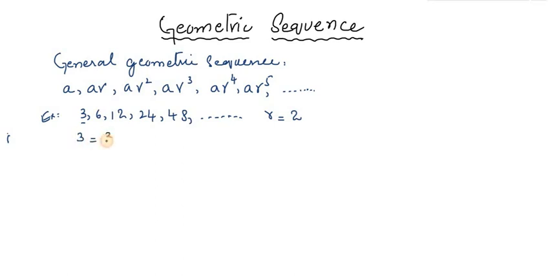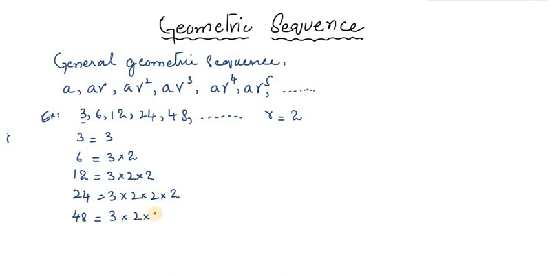First term is 3 and the second term is 6, that is 3 multiplied by 2, and the third term is 12, 3 multiplied by 2 multiplied by 2. The fourth term is 24, 3 multiplied by 2 multiplied by 2 multiplied by 2, and the fifth term is 48, 3 multiplied by 2 multiplied by 2 multiplied by 2 and multiplied by 2.